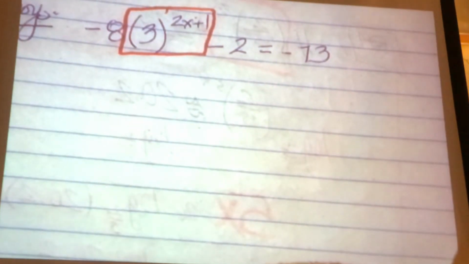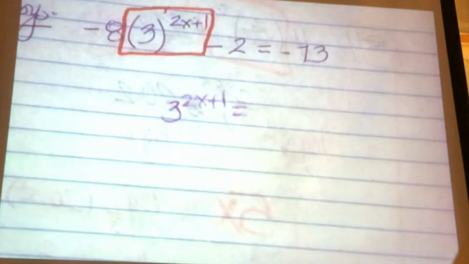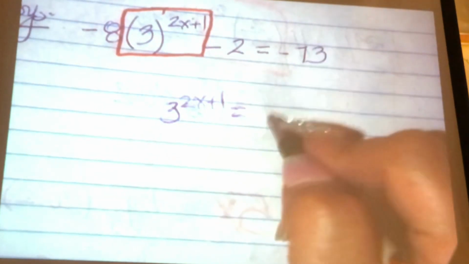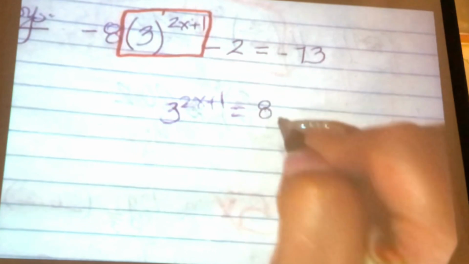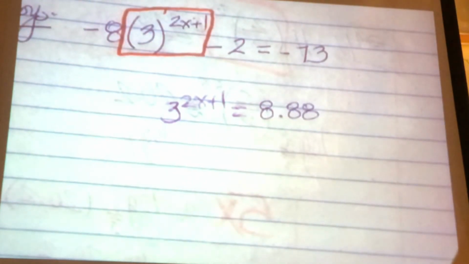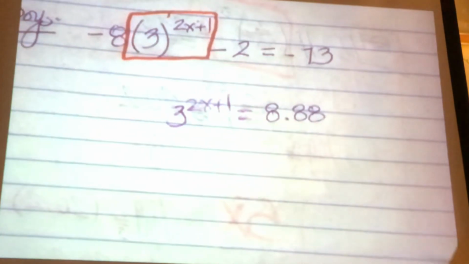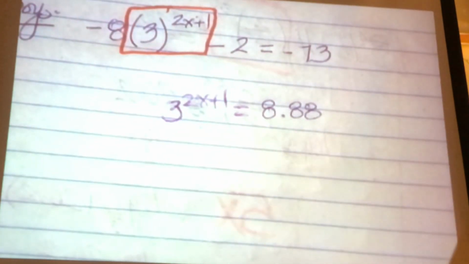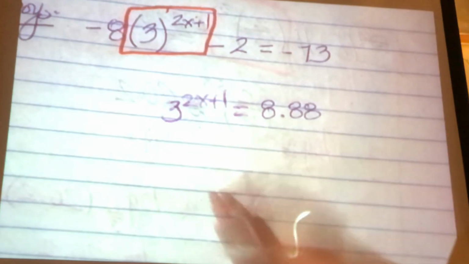Sam, what'd you do first? Added 2 and then divided by -8? So what'd you get? 3 to the 2x plus 1 equals what? Positive, right? Yeah. Caitlin, what do you do from here? Take your time. What did you do from here?